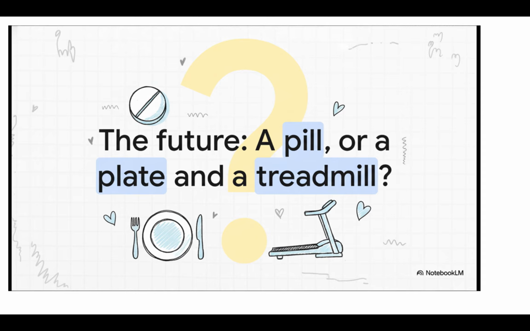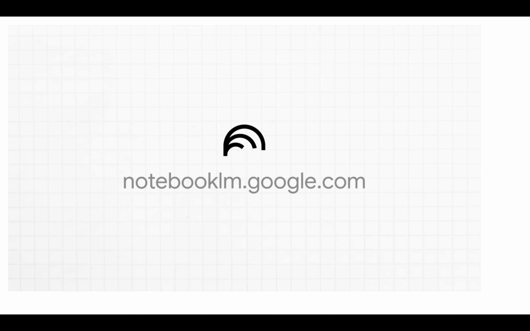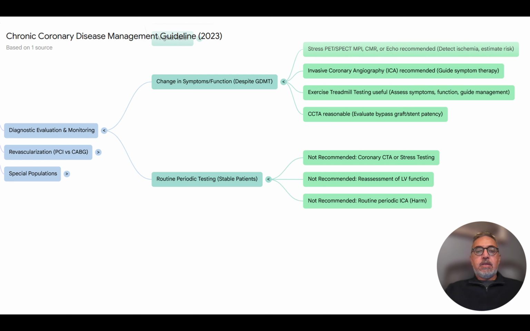So it leaves us with a pretty fascinating final thought, doesn't it? We've journeyed from this simple but flawed drug ladder to a much more sophisticated, tailored toolkit of medications. And now we're looking towards a future where maybe the most powerful treatment of all isn't found in a pill bottle, but on a plate and a treadmill. The playbook for angina is being completely rewritten as we speak.